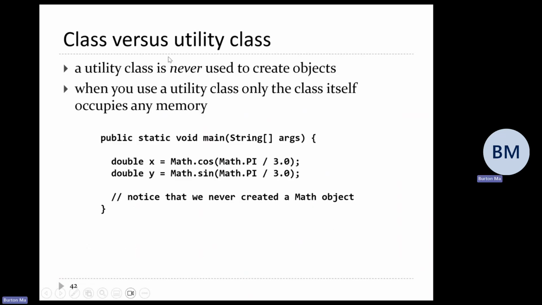So a utility class is never used to create objects. If you can make an object using the utility class, so if the Math class could make a Math object, then it wouldn't be a utility class, right? It would be a regular class.